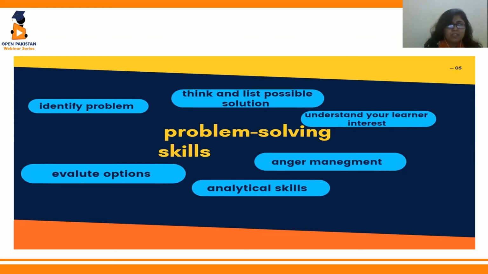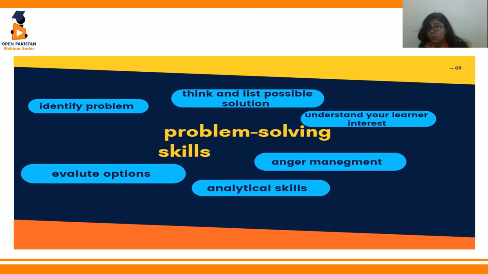Everybody can benefit from good problem solving skills as well, as we encounter problems on a daily basis. If you have the skills, then you can create very good human beings, and you are also very good in problem solving. It means that you are a very effective teacher. You can solve your problem. Even your student's: identify your student's problem. What's the problem? If you identify that problem, think and list possible solutions. What solutions are possible that we can do?